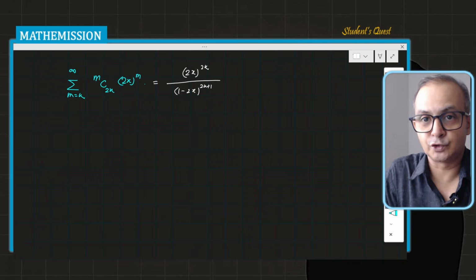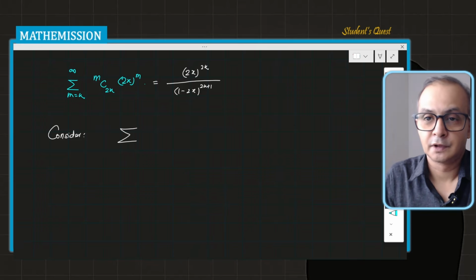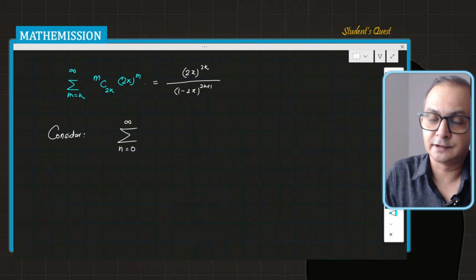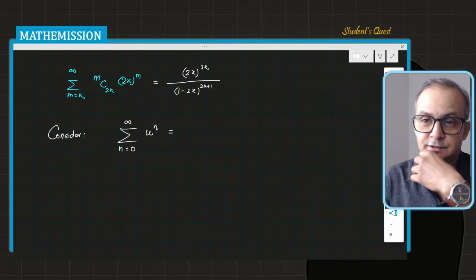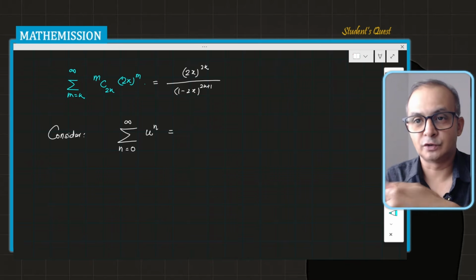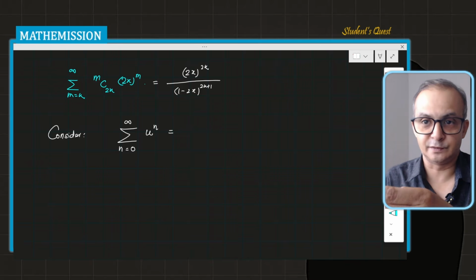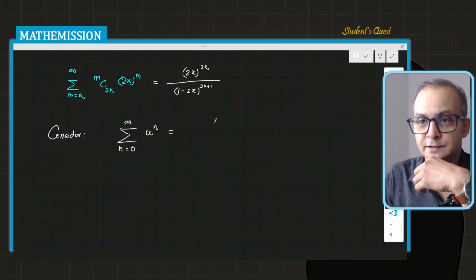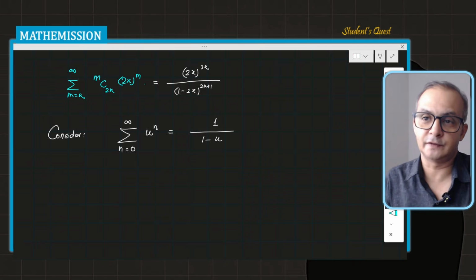For that, let us consider something very interesting. Consider the summation, let's say, of n going from 0 to infinity of u to the power n. You notice that this is a geometric series starting from 0 going up to infinity. The first term will be 1 and the common ratio will be u itself, and the number of terms will be infinite. So we can write this as 1 by 1 minus u, the sum of an infinite GP.